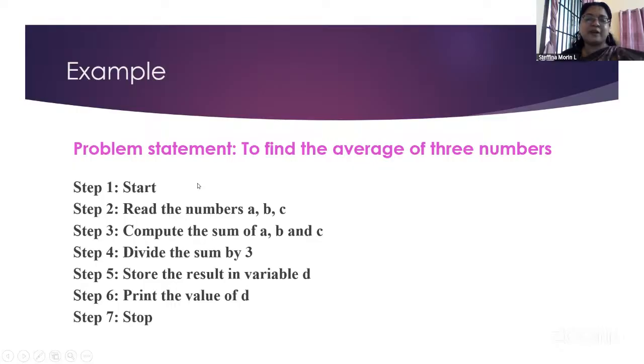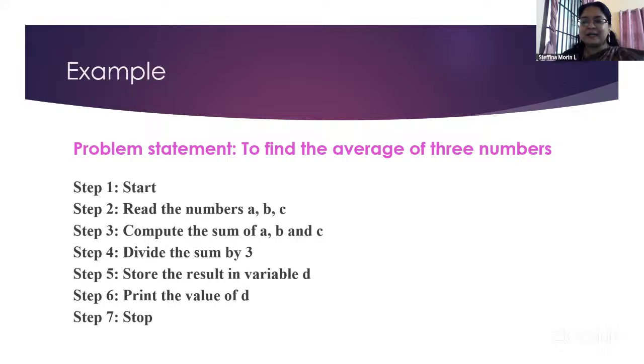To write the right algorithm, first it should have a finite number of steps. It should not be a long method. It should be a sequential step, and your computational process should be step by step. First, read the numbers A, B, C. Then compute the sum of A, B, and C. Divide the sum by 3. Then store the result in the variable. I have named the output D, that is for average. Store the result in variable D. Print the value of D. That is your output statement.